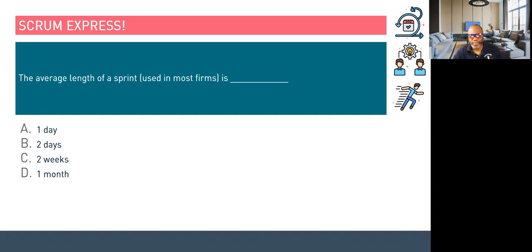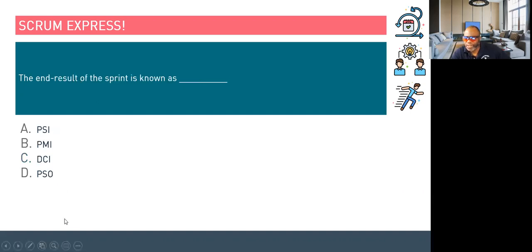All right, 3, 2, and 1. And the poll, brilliantly done. The answer is indeed 2 weeks. That's a sweet spot of most firms. Very good. The end result of the sprint is known as what?